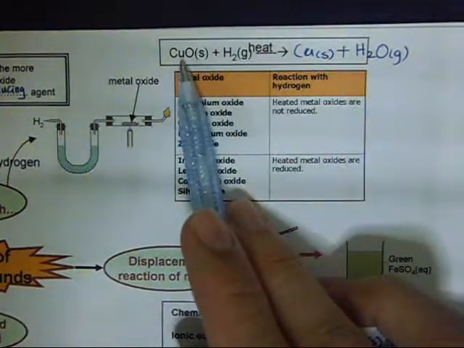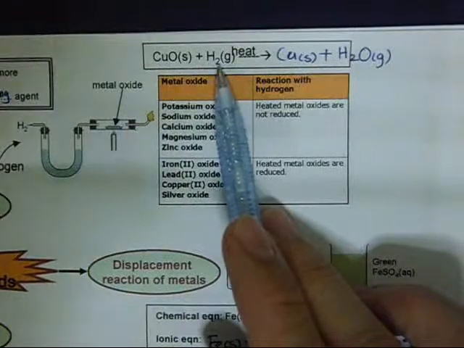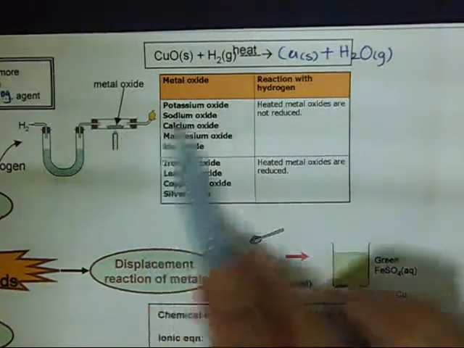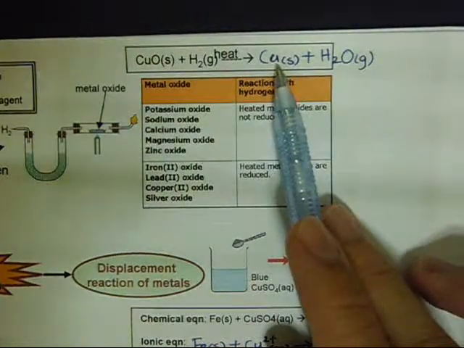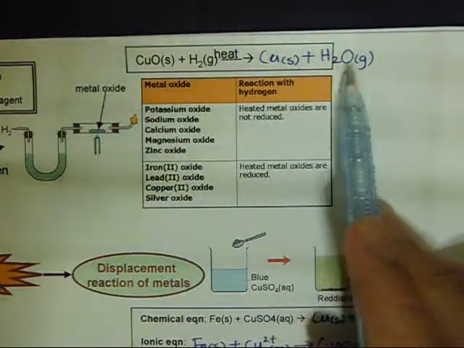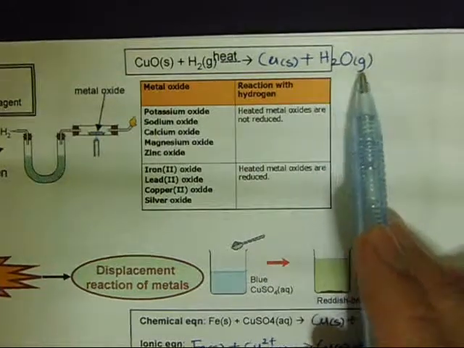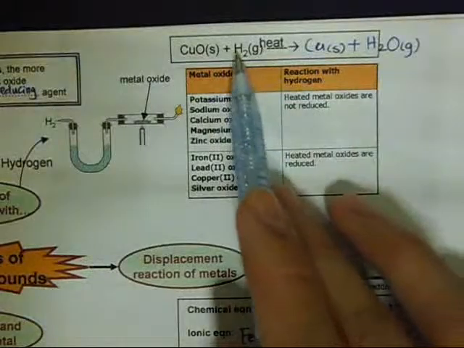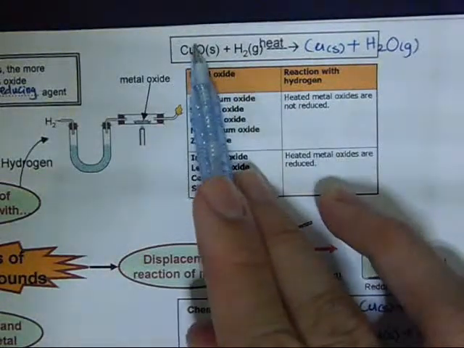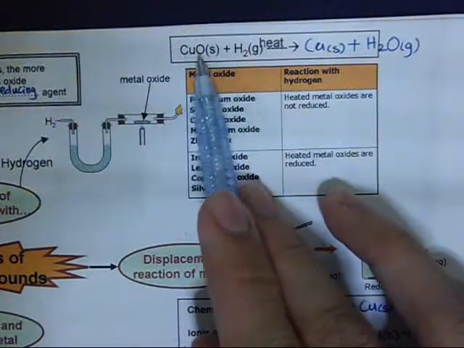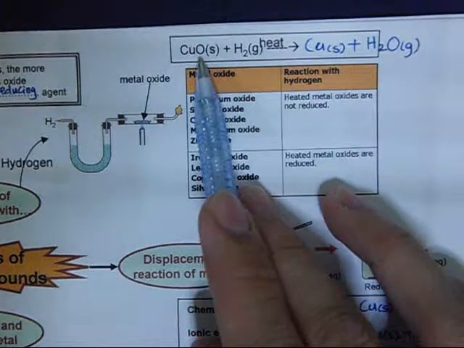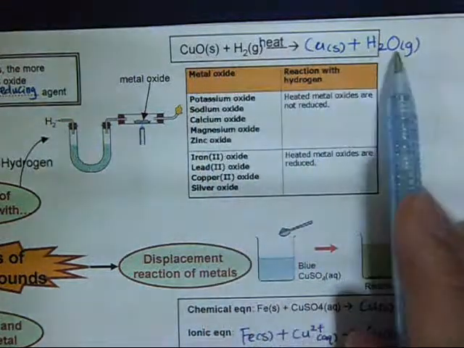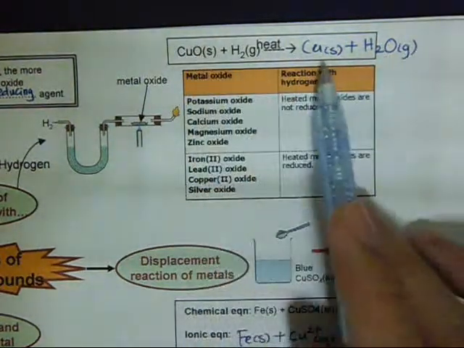So for example, copper oxide reacts with hydrogen. Then it must be heated. The metal oxide must be heated, and then what you get here is copper and water. Actually, this is not water, this is steam, because it is H2O gas. So the hydrogen breaks the copper from the oxygen, and then the hydrogen combines with the oxygen to form H2O, leaving copper alone.